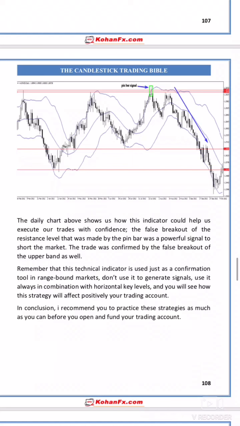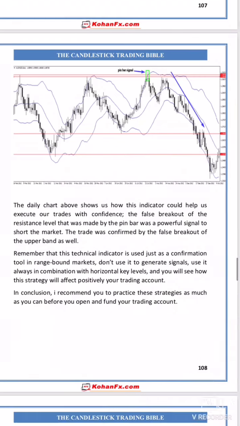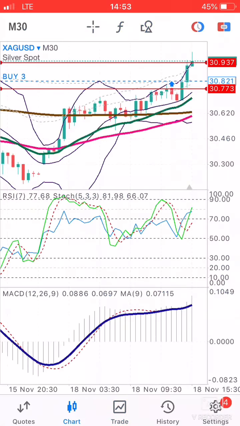In conclusion, I recommend you to practice these strategies as much as you can before you open and fund your trading account. Here is the detailed analysis of how I took this trade.